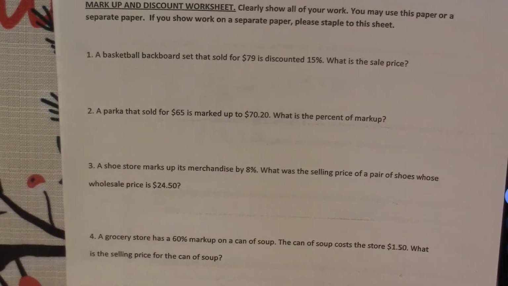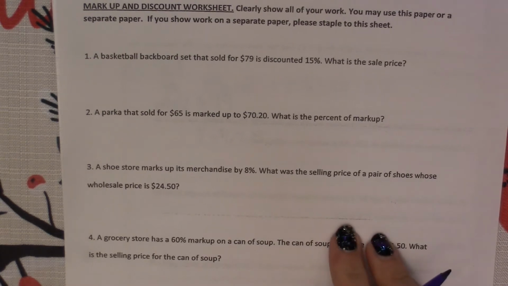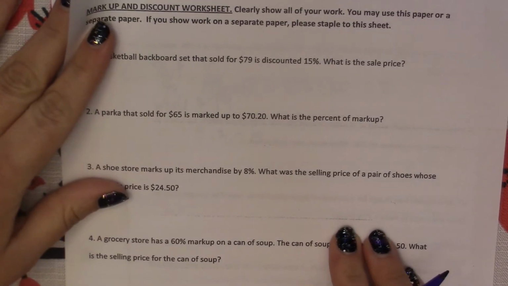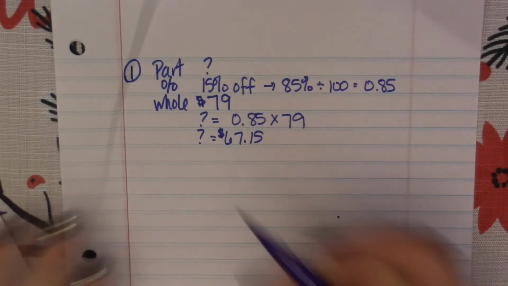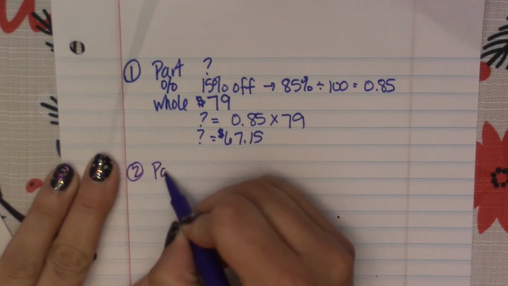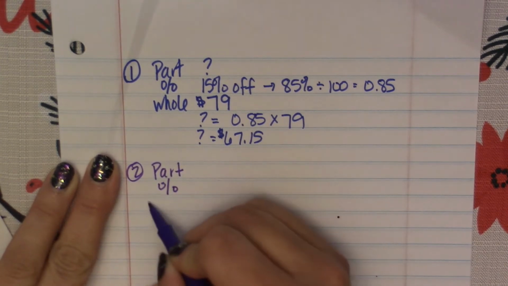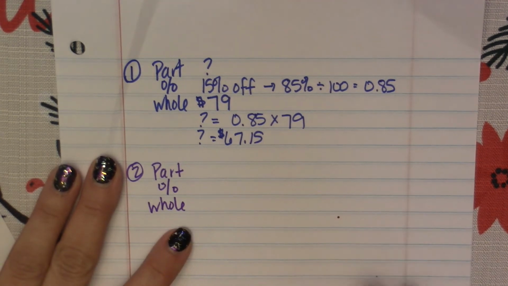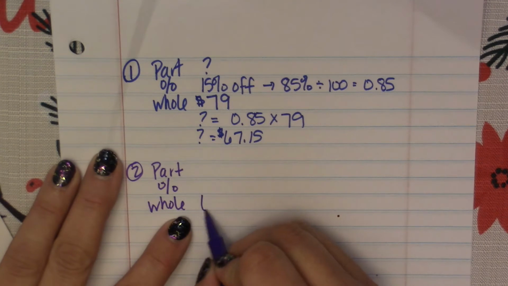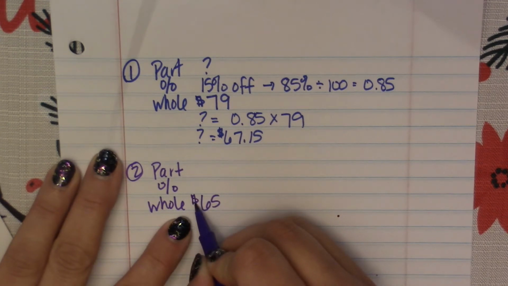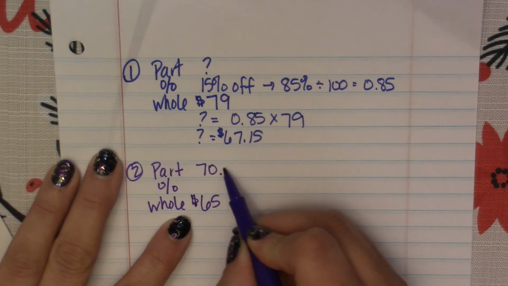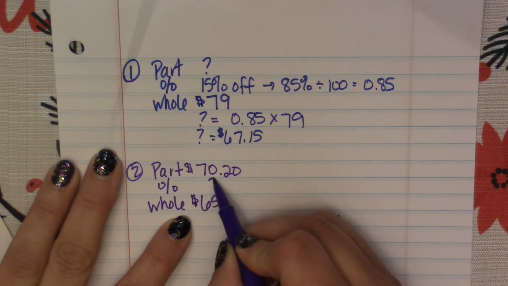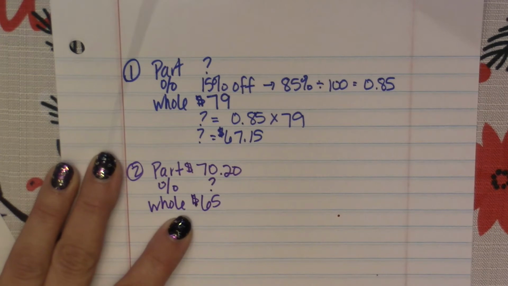Number two, a parka that sold for $65 is marked up to $70.20. What is the percent of markup? All right, so let's look at number two. So let's identify the things that we know. Part, percent, and whole. So we know that the parka sold originally for $65. Then it was marked up and sold for $70.20. What is that percent markup?